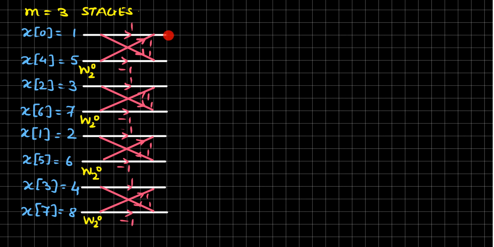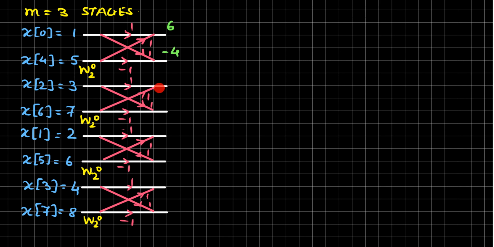So the value that we are going to obtain here would be 1 plus 5 into W2 to the power 0. So this W2 to the power 0 has a value 1. So we are going to get 1 plus 5, that would be equal to 6. So the value that we are obtaining here is 6. Similarly, the value that we are going to obtain here would be 1 minus 5 into W2 to the power 0. So it would be 1 minus 5, that would be equal to -4. So the value that we are having here would be equal to -4.